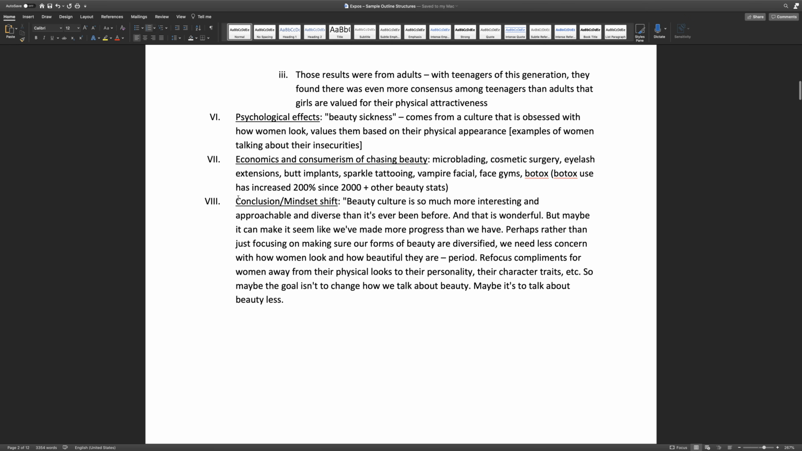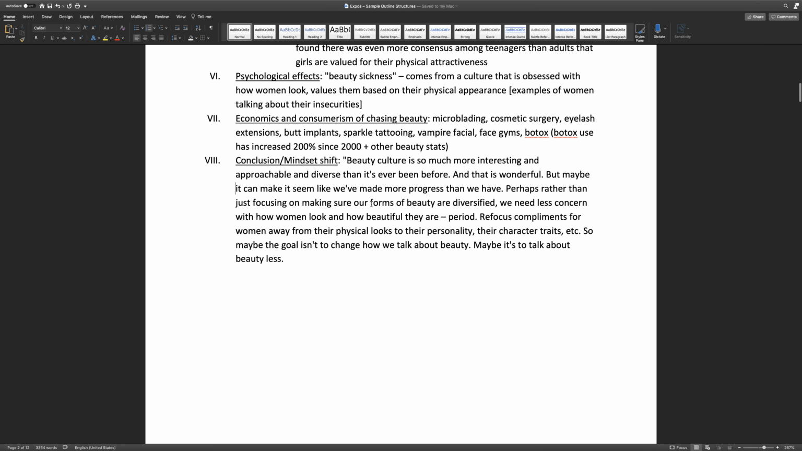And then they ended on a really good conclusion, right? Which is, it acknowledges the positive aspects of beauty culture, that it's so much more interesting and approachable and diverse than it's ever been before. And that's wonderful, but maybe it can make it seem like we've made more progress than we have. Perhaps rather than just focusing on making sure our forms of beauty are diversified, we need less concern with how women look and how beautiful they are, period. And so they recommend we refocus compliments for women away from their physical looks.